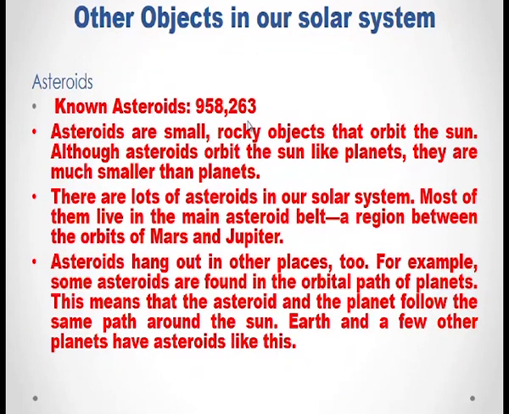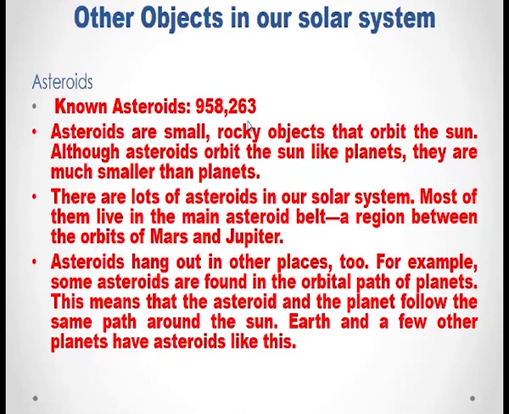Coming to asteroids, so far 9,58,263 asteroids have been enumerated by NASA scientists in our solar system. These asteroids are small rocky objects that orbit the Sun. Although asteroids orbit the Sun like planets, they are much smaller than the planets. There are a lot of asteroids in our solar system. Most of them live in the main asteroid belt, a space between the orbits of Mars and Jupiter, that is, the space between the inner planets and the outer planets.